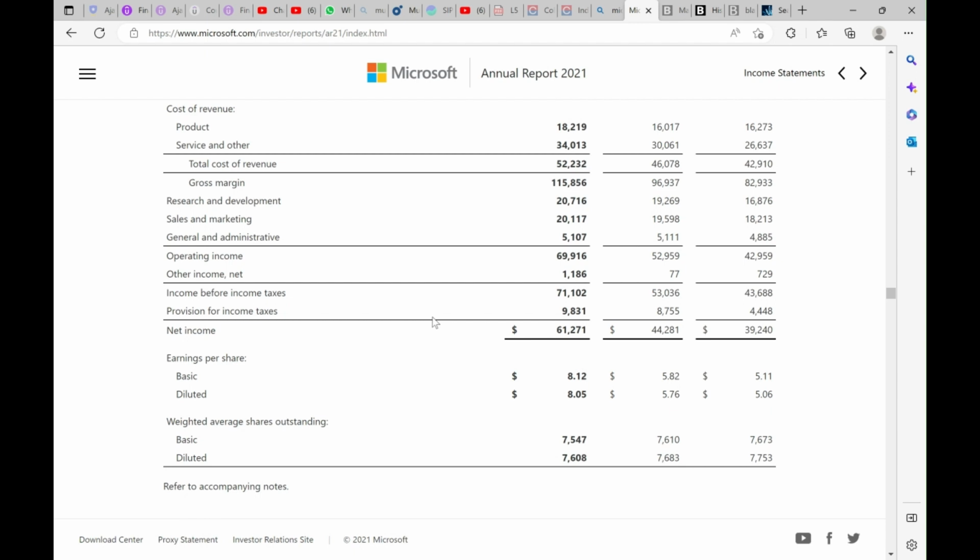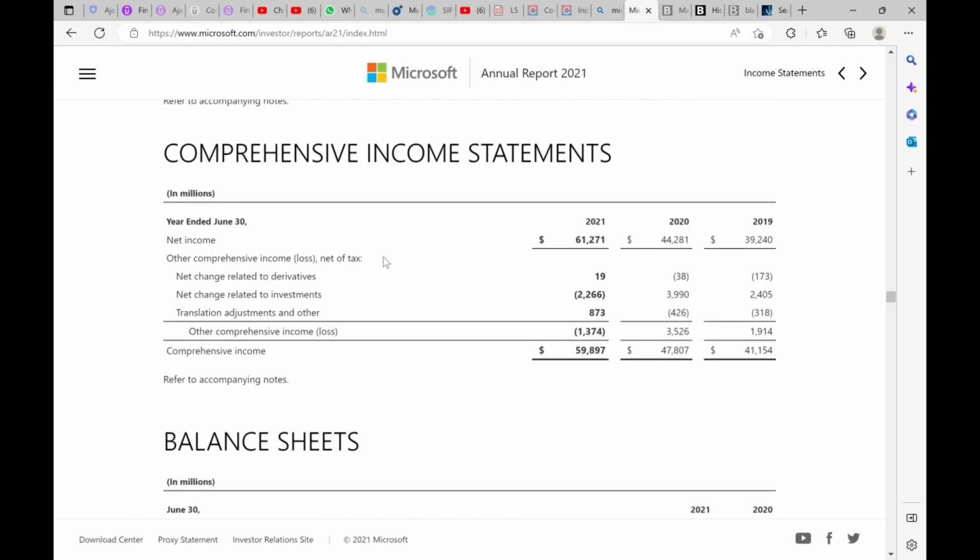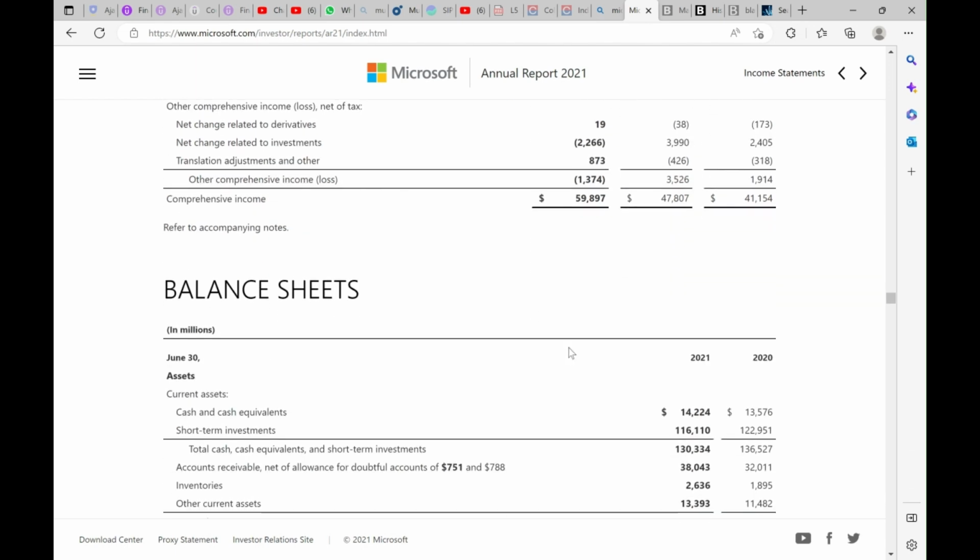Yes, it's increasing. And also we see the earnings per share. See how much they're earning in 2019. It was 5.11, and 2020 5.82, and 2021 is 8.12. So it's a good increase. So that's the income statement we can see, pretty good. And then we can see it's just a comprehensive income statement overall, which is also increasing every year. So this is one thing.